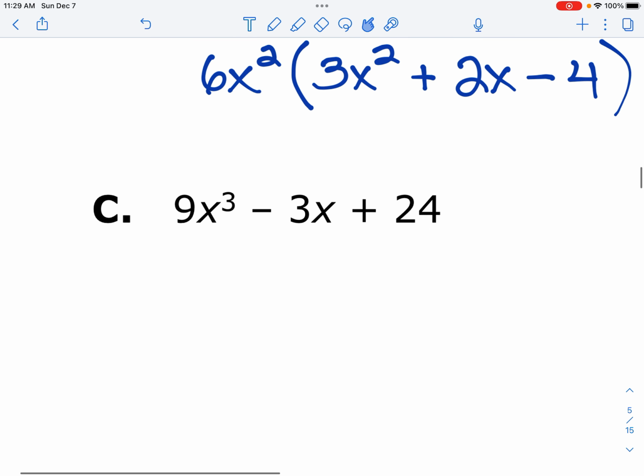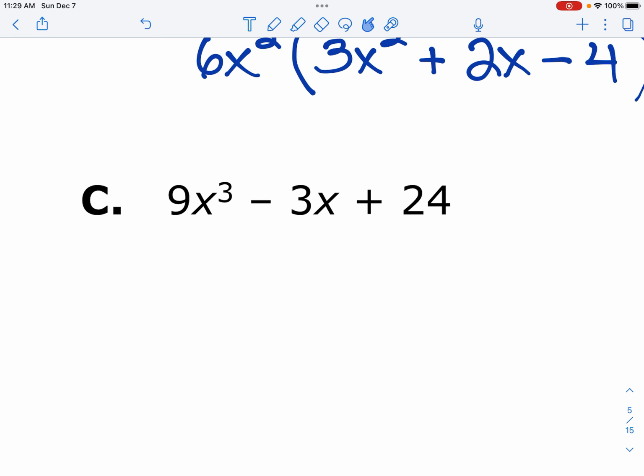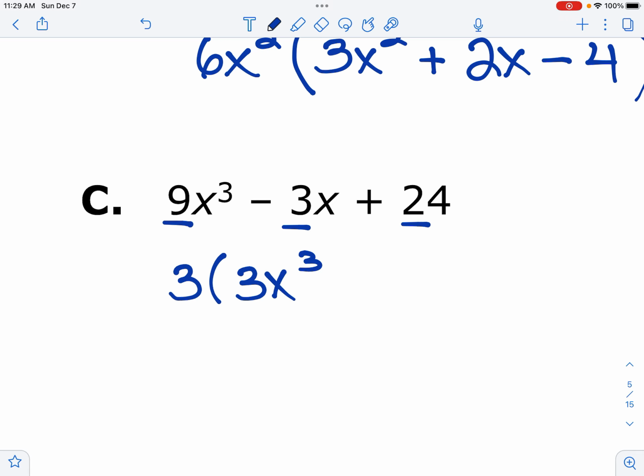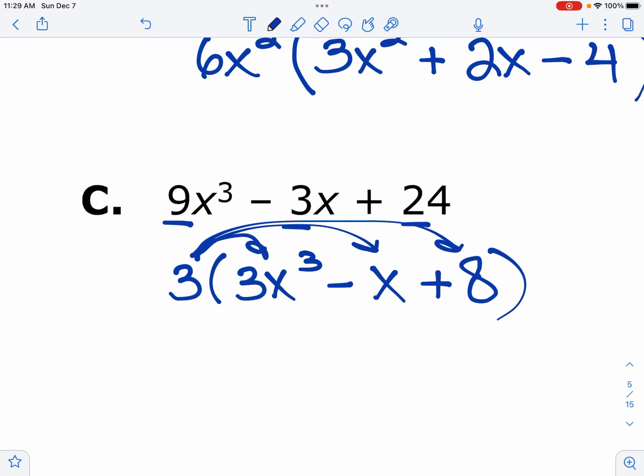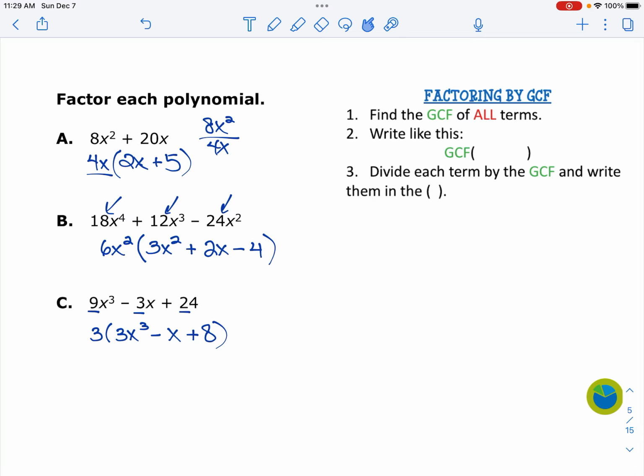All right, and one more. All of these, you'll notice they don't all have an x in common. So then we're just going to look at these coefficients here, and it looks like the greatest common factor there is 3. So I'm going to take a 3 out, and that would leave me with 3x to the third minus 1x, or just x, and then plus 8. Again, if you distribute like this, it should give you this answer back. Okay, so that is just a quick refresher on factoring by GCF. Hopefully that rings some bells.